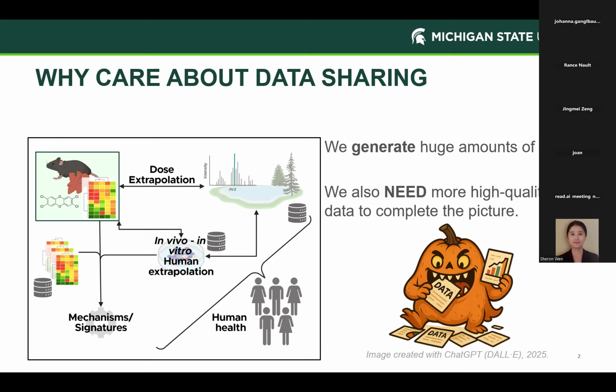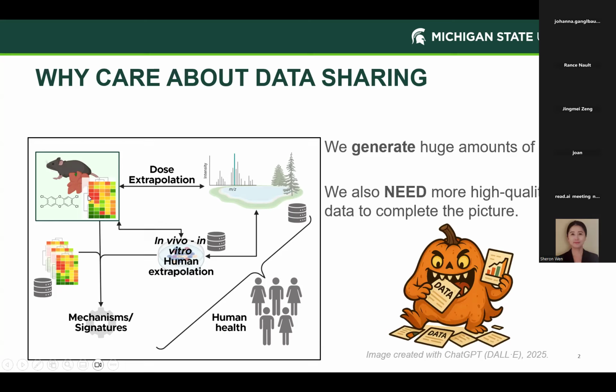But we can use that data to do a lot of things. For example, dose extrapolation for environmental sampling. What should we be dosing mice with to be relevant to what our environmental exposure is? And part of that is modeling as well. What is the difference in kinetics between the mice and humans?